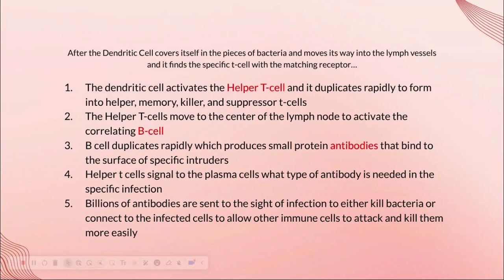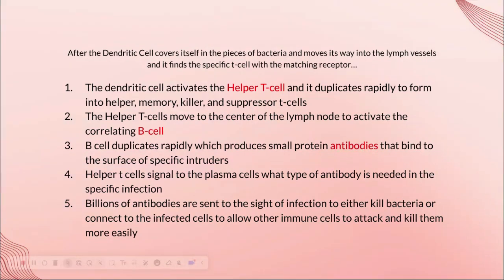after the dendritic cell covers itself in the piece of bacteria and moves its way into the lymph vessel and finds the specific T cell with the matching receptor, it will activate it and link up with it, and the activated helper T cell will duplicate rapidly after the chemical reaction, and some will stay in the lymph nodes so that you are immune to the bacteria next time it presents itself, which are memory T cells.